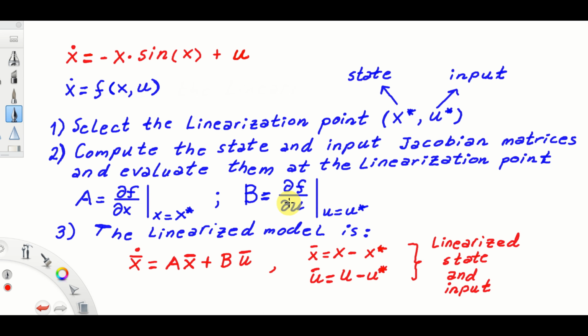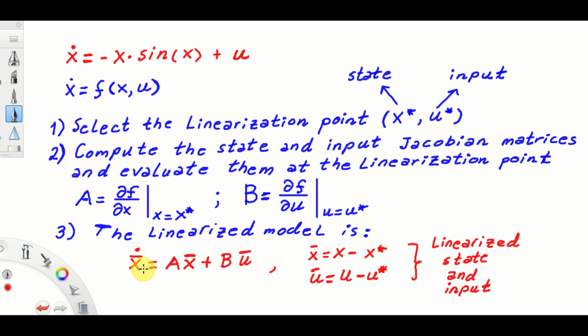In our case, everything will be scalar and consequently these df over dx and df over du will simply be partial derivatives of this equation. After we compute these partial derivatives, which are called Jacobian matrices, we will evaluate them at the linearization point. That is, we will evaluate this Jacobian matrix at x star, and we will evaluate this Jacobian matrix at u star. These are the standard A and B matrices of the linear model. After that, we can write the linearized model that has the standard form.